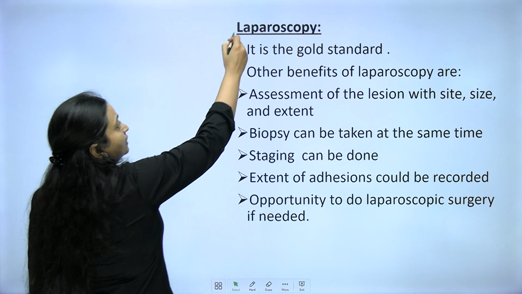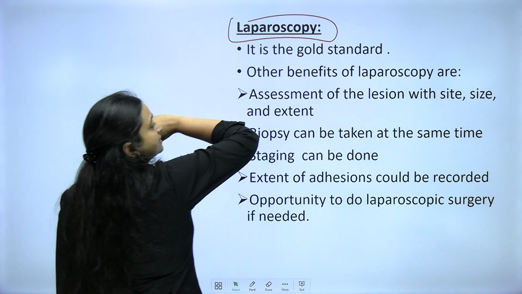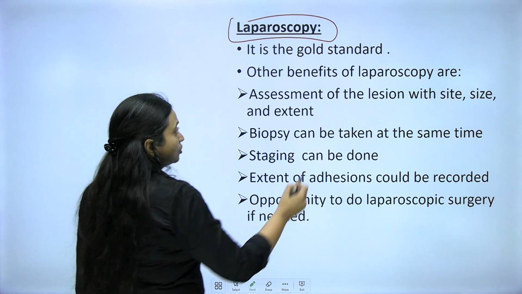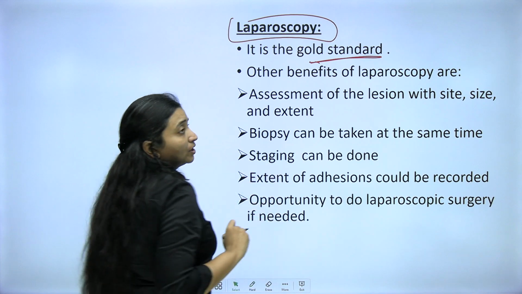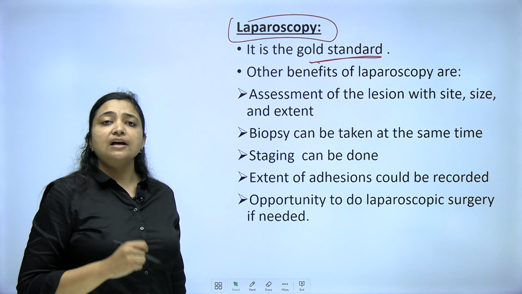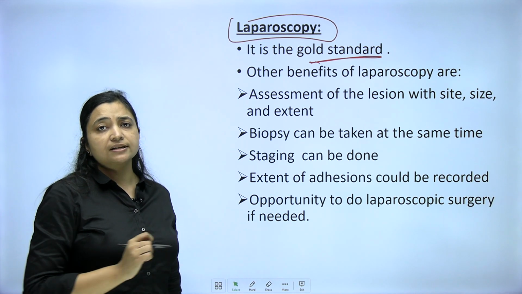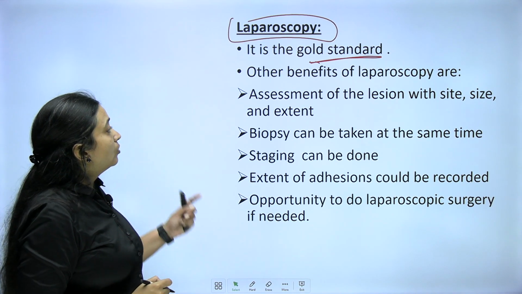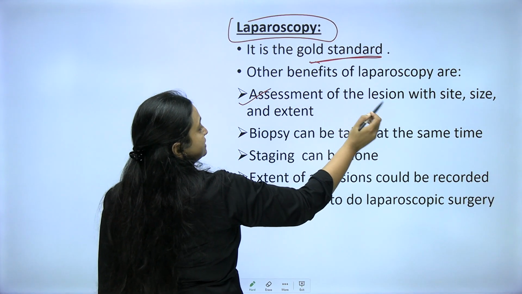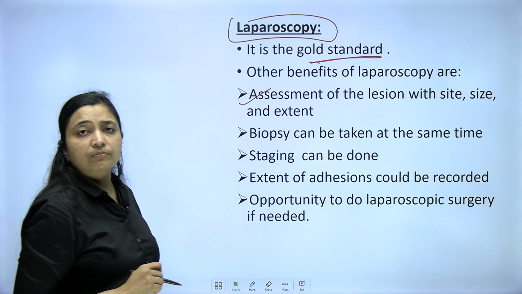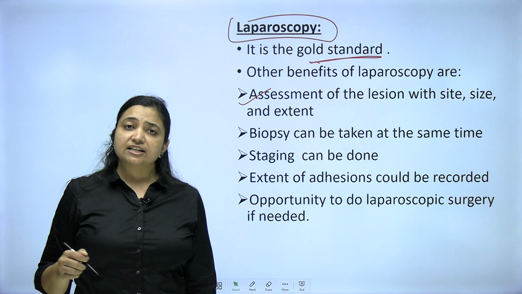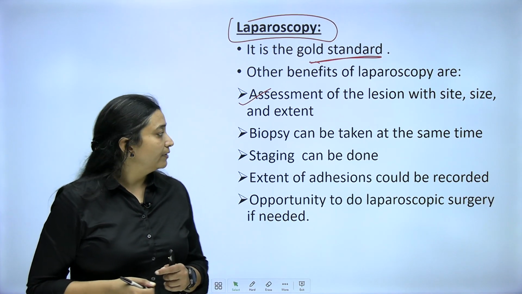Now laparoscopy. Laparoscopy means putting a laparoscope inside the abdomen of the patient, inside the peritoneal cavity. It is the gold standard. Why? Because you can see where the deposits are, how they look, and what the appearances are in laparoscopy. I have already discussed this in my last class. Now, what other benefits does laparoscopy have? We can assess the lesion with its site, size and extent. I hope you remember in my last class I talked about AFS, American Fertility Society staging. It all depends on the laparoscopy findings.